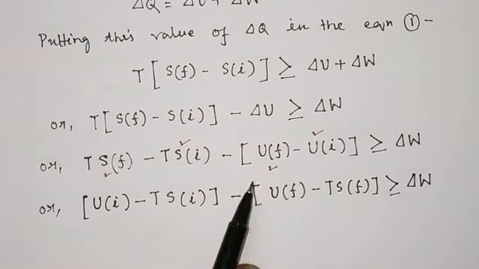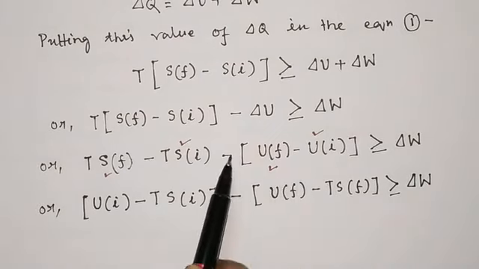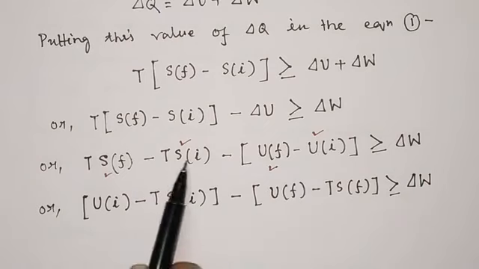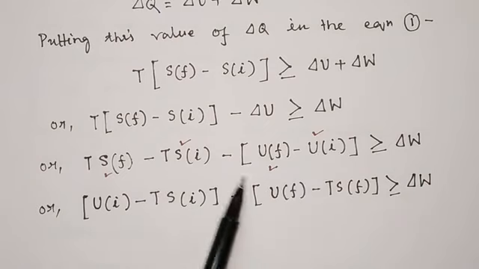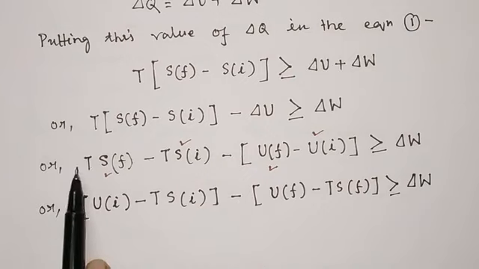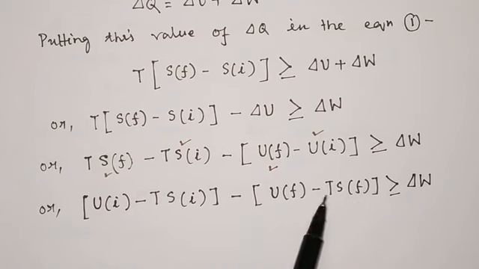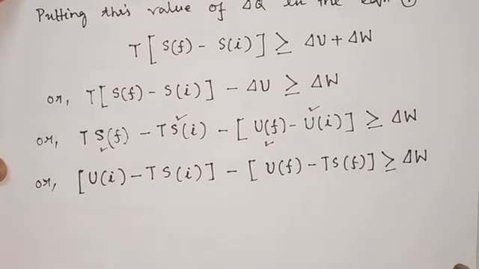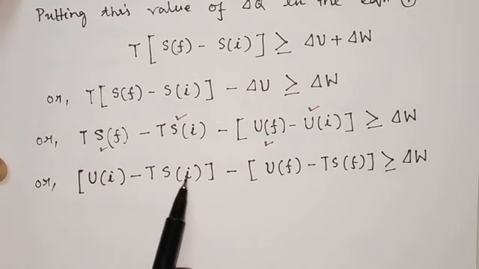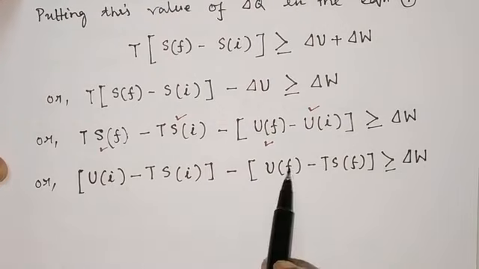Here you see we have minus minus plus, so UI minus TSI, then we have minus within the bracket UF, and as we are writing within the bracket with the minus sign over here, it will be minus TSF. Here you see they have a similar form: it is UI minus TSI for the initial state and UF minus TSF for the final state.